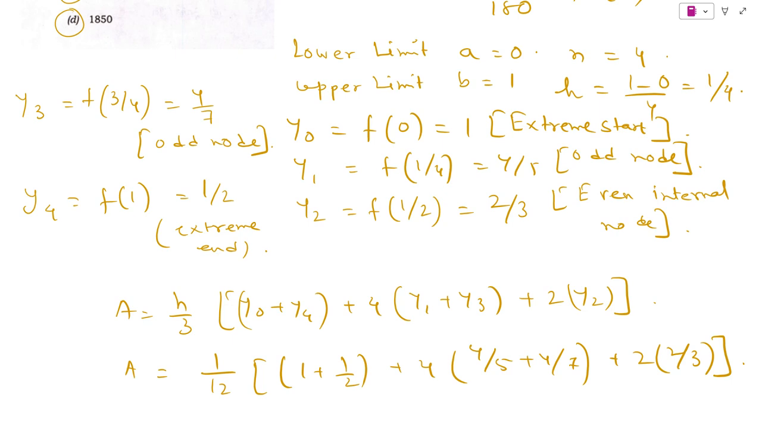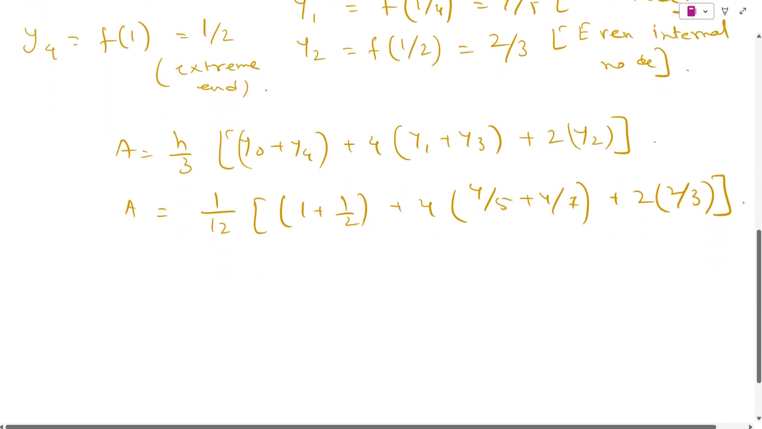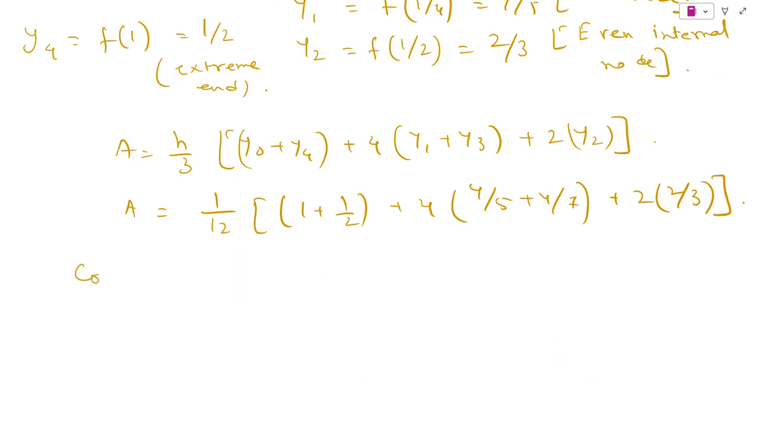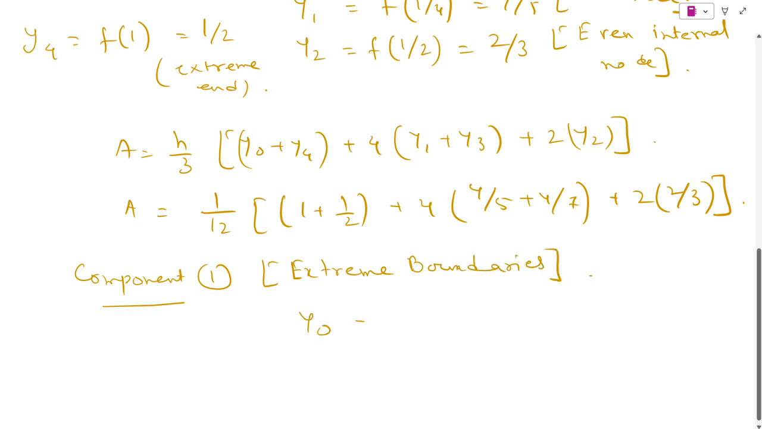So let's calculate the value inside the bracket piece by piece. Let's treat each component inside the bracket with the exact arithmetic. Okay. So component 1, the extreme boundaries. Y0 plus y4. So this is 1 plus 1 by 2. This is 3 by 2.